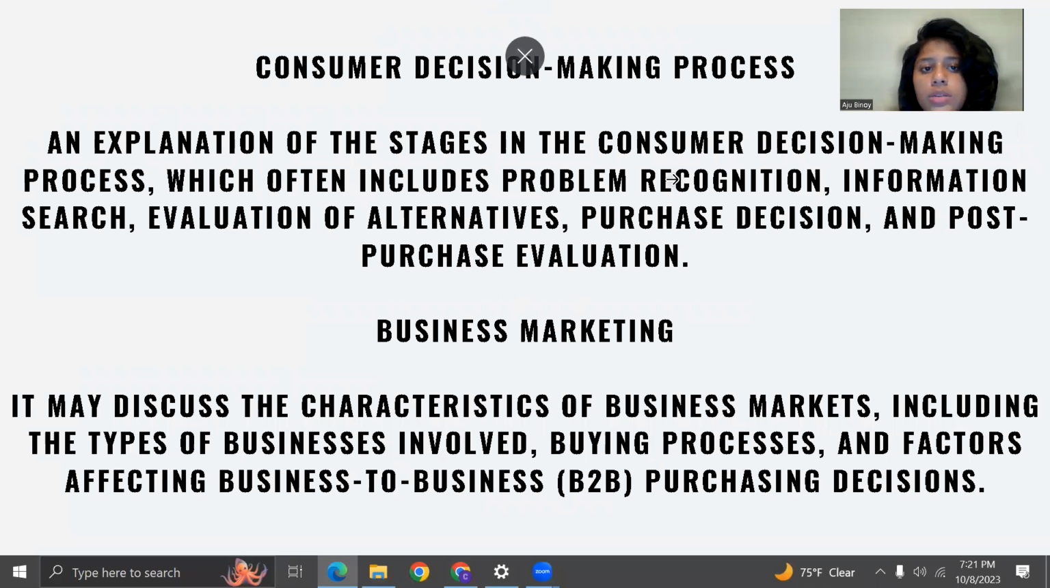So it includes 2 key points. The first one is the consumer decision-making process. It's an explanation of the stages in the consumer decision-making process, which often includes problem recognition, information search, evaluation of alternatives, purchase decision, and post-purchase evaluation.